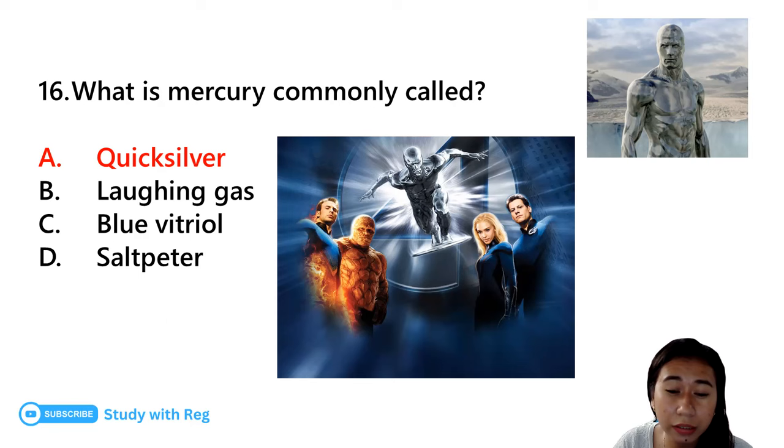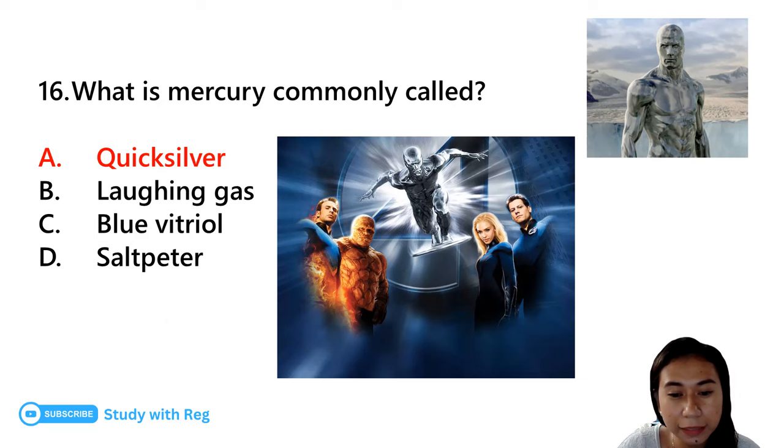And saltpeter, this is potassium nitrate. Inorganic na substance that is soluble in water. Potassium nitrate, no, saltpeter. So ito lang yung mga commonly used common names niya. Pero maybe hindi siya usually familiar for some itong mga terms na to, but you need to memorize this. Again, laughing gas, this is nitrous oxide. And blue vitriol, this is cupric sulfate, that's CuSO4. Saltpeter, this is potassium nitrate.